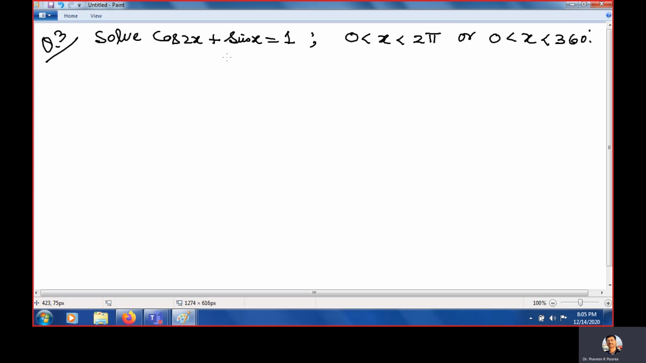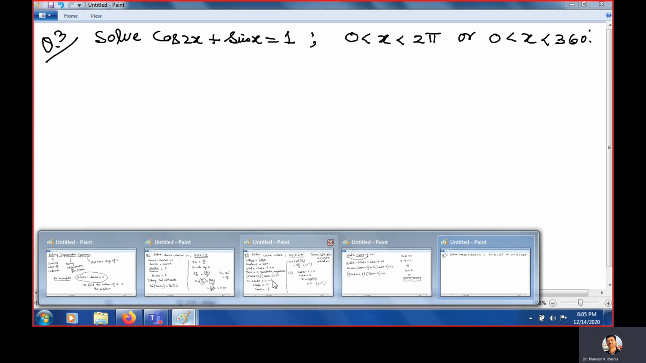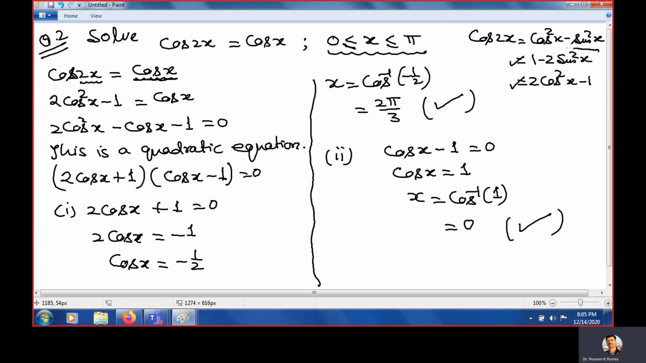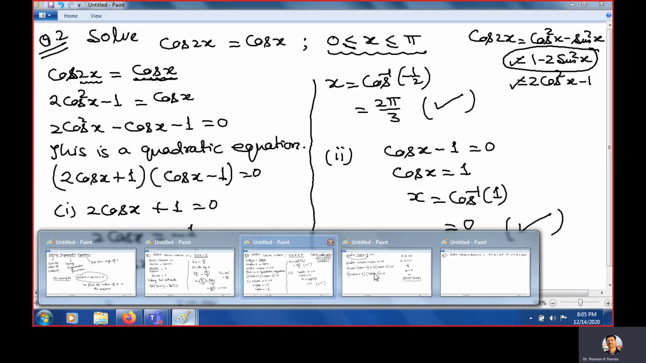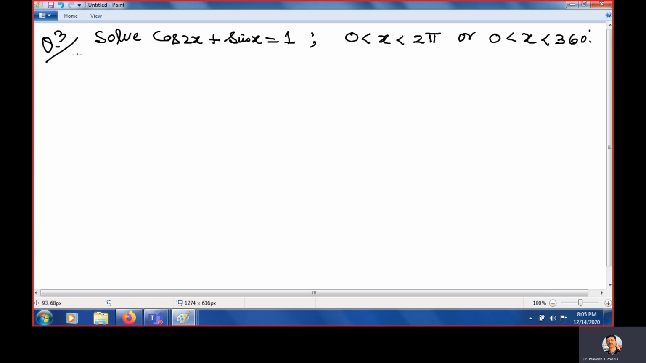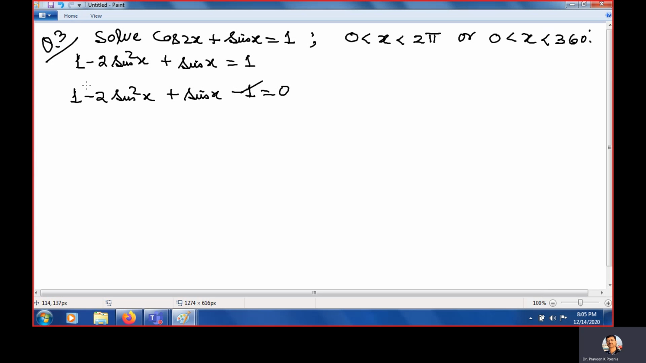Okay, so we will solve it and we will choose the value that contains sine. What is the value of cos 2x in sine? It is 1 minus 2sin²x. So we put the same here: 1 − 2sin²x + sin x = 1. If you take the 1 to the left side, you get 1 − 2sin²x + sin x − 1 = 0, and 1 cancels 1.